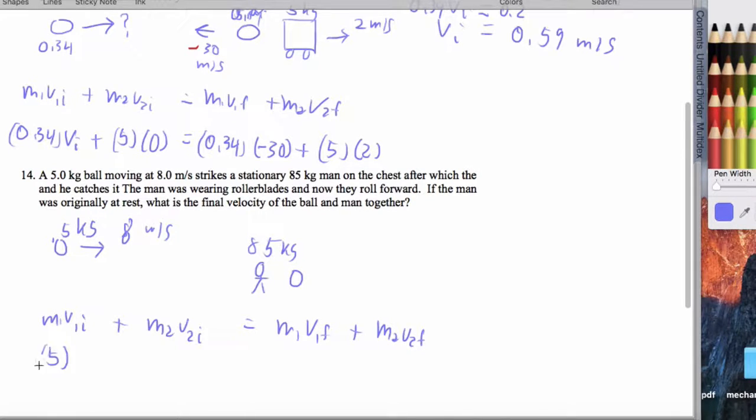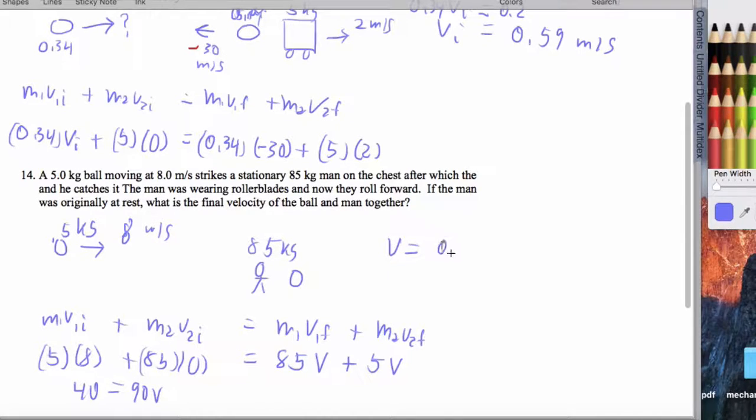We've got a 5 kilogram object moving at 8. We've got an 85-kilogram object not moving. We have an 85-kilogram object moving at a final speed and a 5-kilogram object moving at the same final speed because they roll together at the same speed. So that's going to give me 40 equal to 90 V. And when I solve for V, I'm going to get 0.44 meters per second. A lot of you put 0.4 repeating. We're not in math class, so take it out to two decimal places.